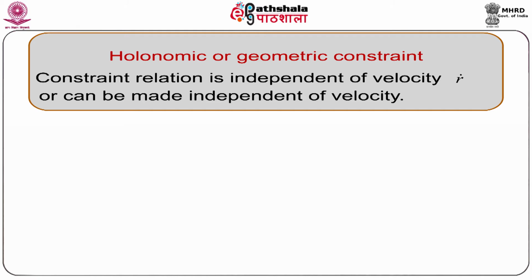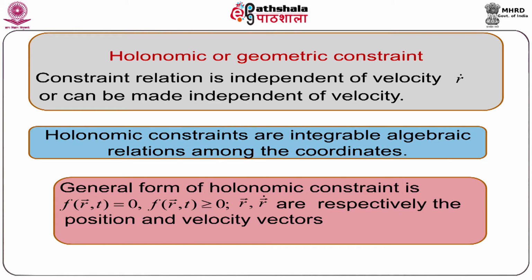Now, the holonomic constraint. If the constraint relation is independent of velocity ṙ or can be made independent of velocity, then such a constraint is called holonomic or geometric. If some of the coordinates can be eliminated for a constraint expressed as a relation between the coordinates and time only, then the constraints are known as holonomic. Basically, holonomic constraints are integrable algebraic relations among the coordinates. The general form of holonomic constraint is f(r, t) = 0 or f(r, t) ≥ 0, where r and ṙ are respectively the position and velocity vectors at time t.